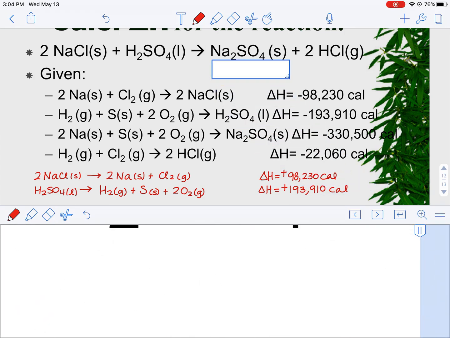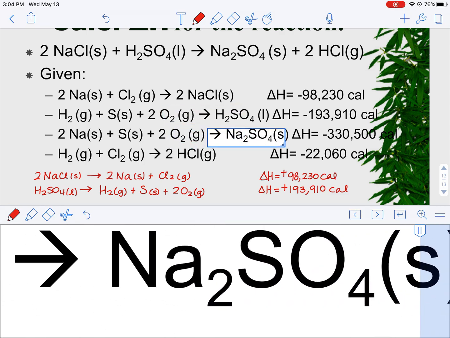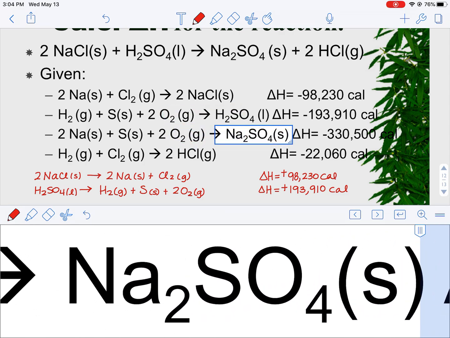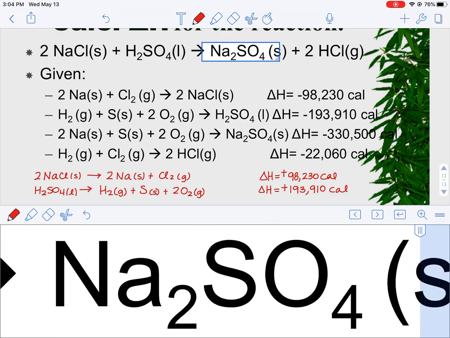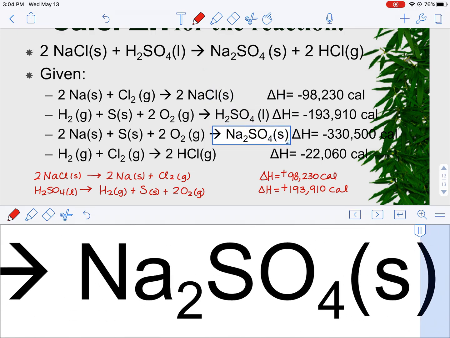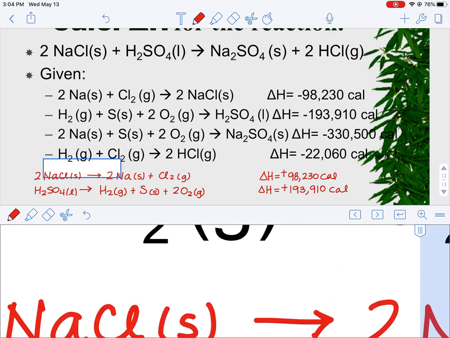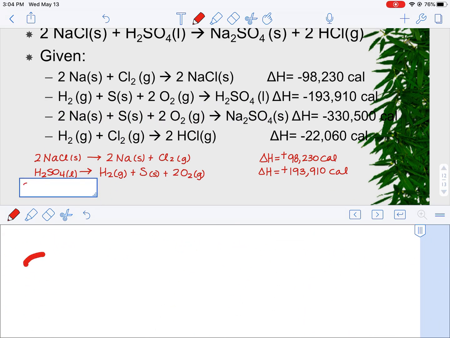Let's go back to the overall. We're up to the third species, Na2SO4. Find where it is in the mechanisms. It's in the third. Na2SO4 is a product in the mechanism. Na2SO4 is a product in the overall. 1 mole of sodium sulfate is produced in the overall. 1 mole of sodium sulfate is produced in the mechanism. Therefore, no manipulation to this reaction is required. Let's simply copy it down.